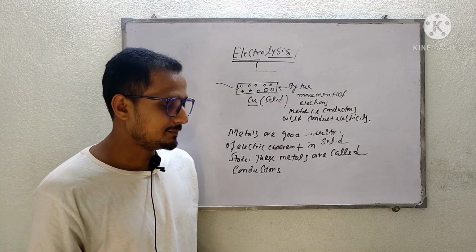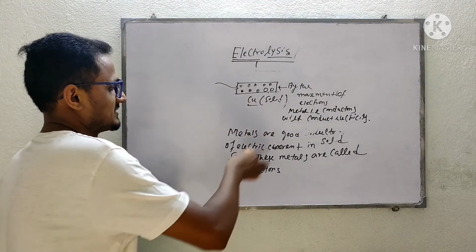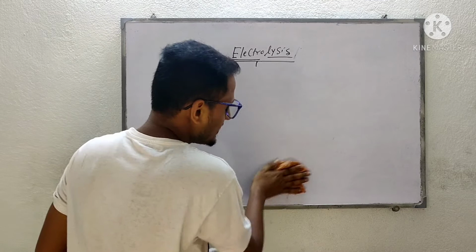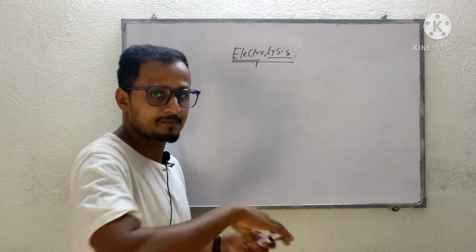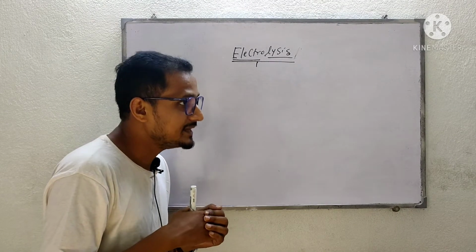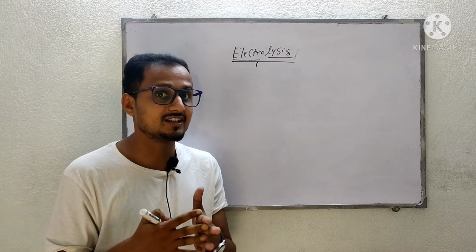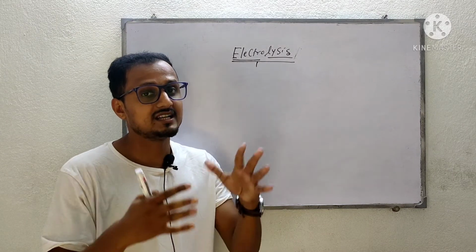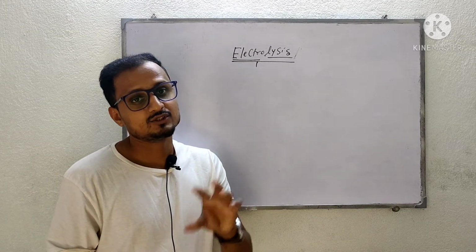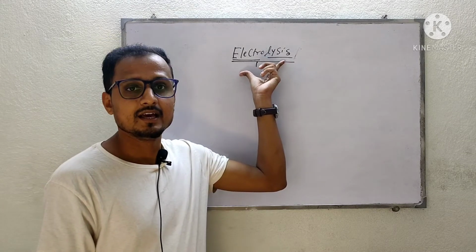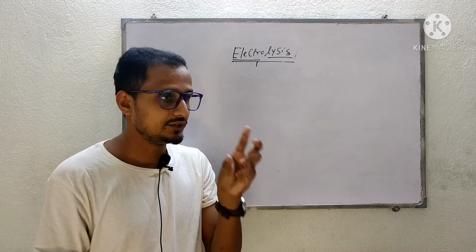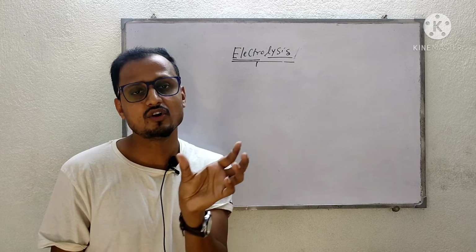But if we take some chemical substances apart from these, since in chemistry we are learning about electricity, some substances can conduct electricity. They will be called electrolytes. So the topic of electrolysis is applicable only for such substances, not for the conductors, not for the metals.